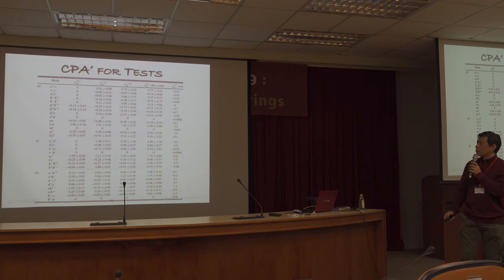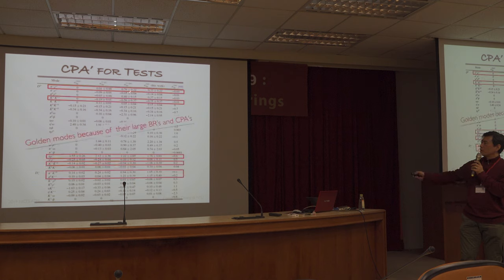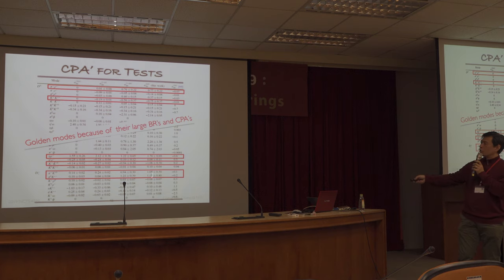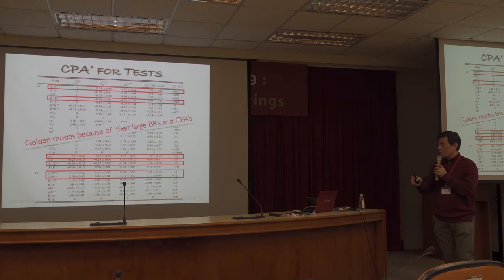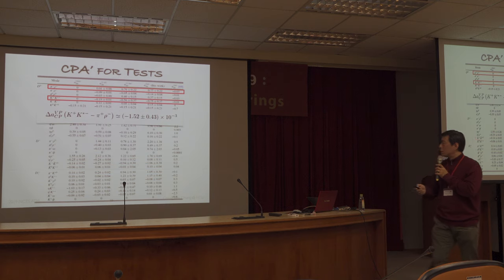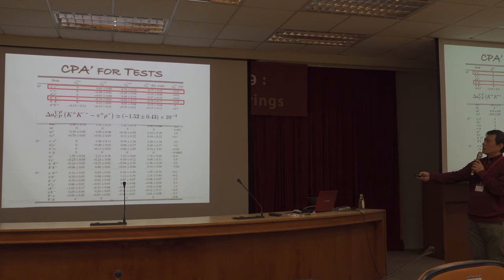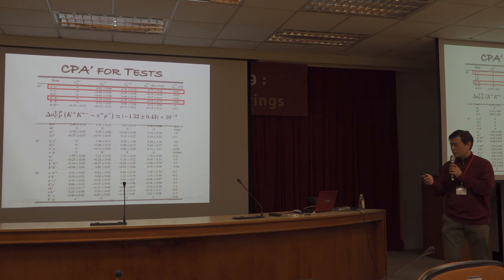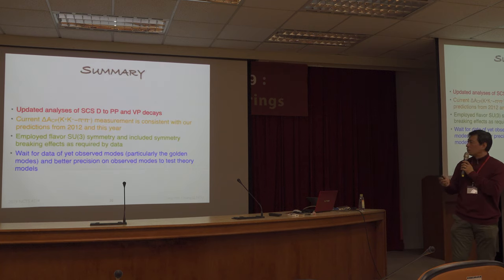And finally, the CP asymmetry. These are what we propose to be the golden modes because first, they have sufficiently large branching ratios, and their CP asymmetries, according to our predictions, are also of order 10 to the minus 3, so should be able to be measured in the near future. And finally, this is similar to the CP asymmetry in the PP sector. We found that the difference between these two is also about minus 1.5 times 10 to the minus 3. So again, the experimentalists should be able to see it soon.